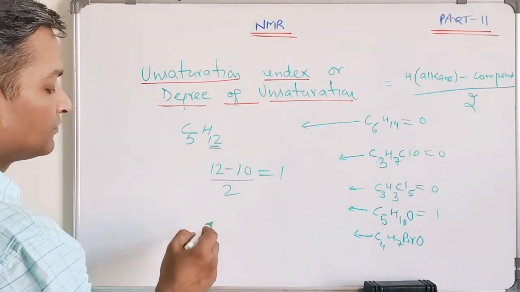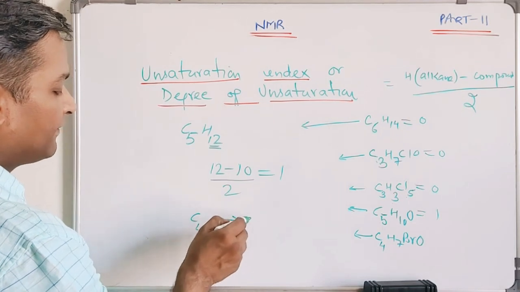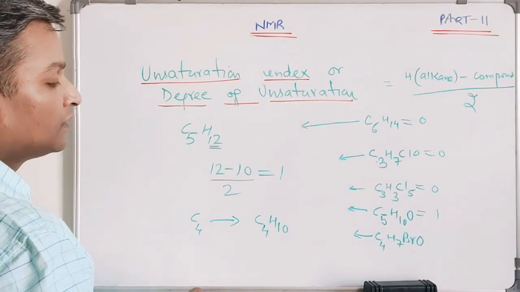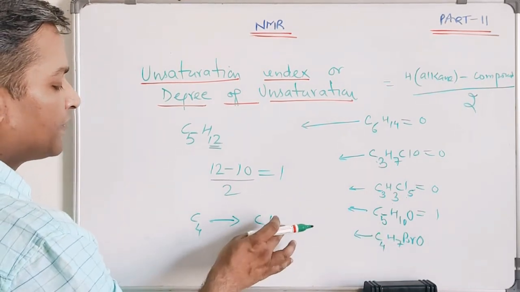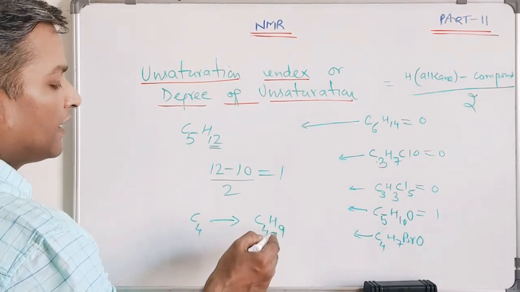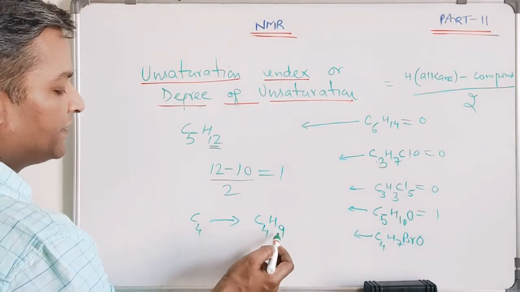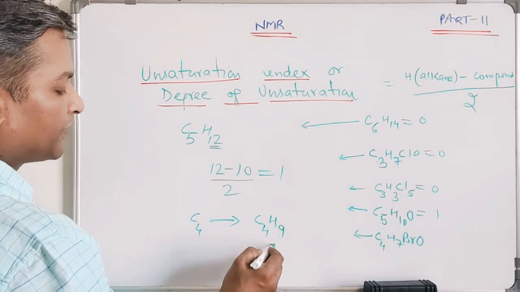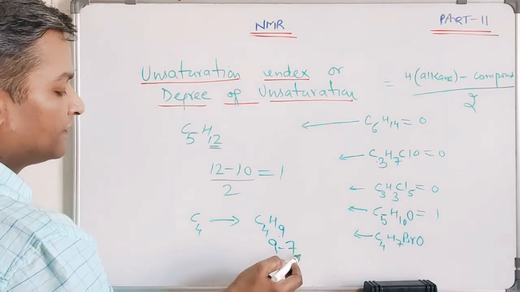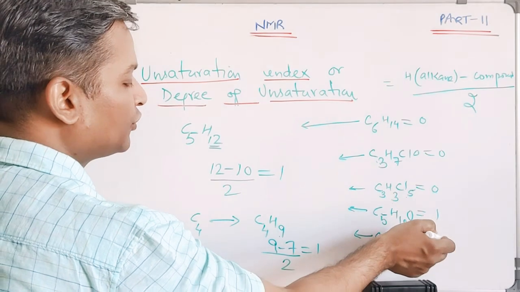See this. The corresponding alkane for C4 will be C4H10. Bromine is there, which decreases hydrogen by 1, so it will become H9. Now oxygen is there, but oxygen does not cause any effect, so now do the subtraction of 9 minus 7 divided by 2. So this compound also has unsaturation index equal to 1.